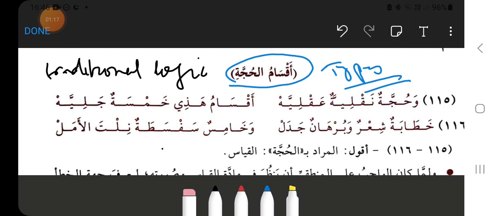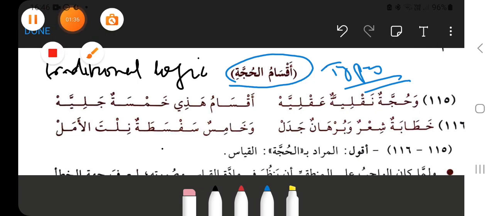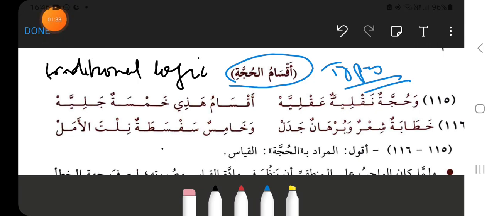Its base is Aristotelian logic, although there's some addition as well according to the Islamic context. So I'm going to talk about this type of arguments. Aqsam al-Hujja can be translated as argument, but it can also be translated in some contexts as evidence.